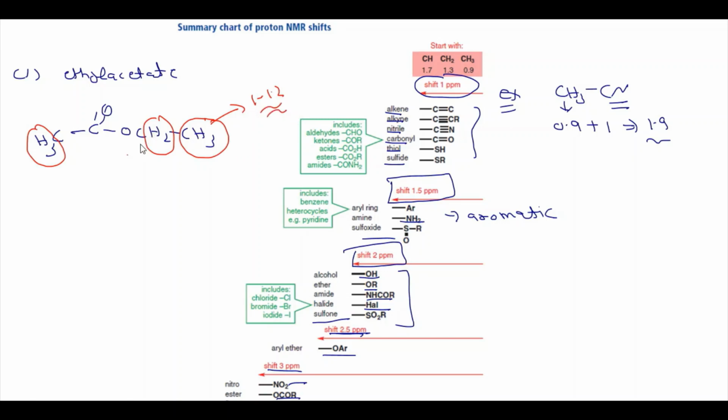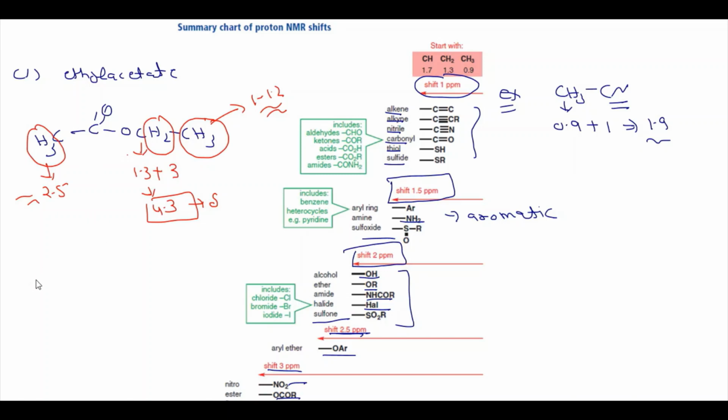It is CH2. Its base value is approximately 1.3, but it is connected to the ester type of group, so it will increase the shift by 3. Approximately it should resonate around 4.2, that is the delta value, approximately 4.3. Next is the acetate. I have already told you this type of carbonyl CH3 should be approximately 2.5. So by this method you can easily predict the NMR values of any compound.